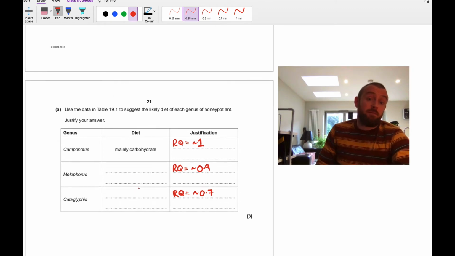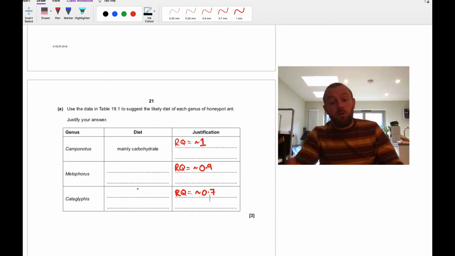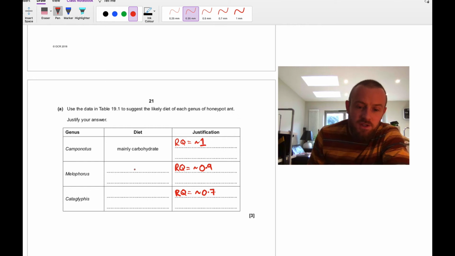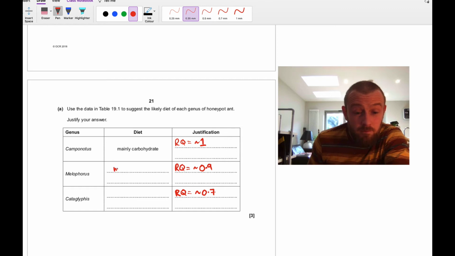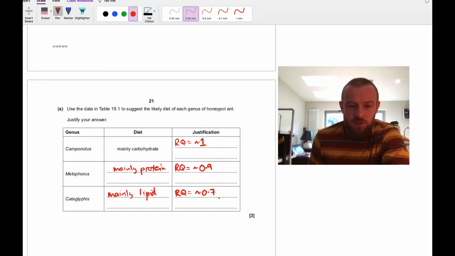Okay, so what do these mean? These are some values that you just need to know. For Melliphorus, you would expect that it is respiring protein, because the RQ is around about 0.9, and this is the typical RQ value for proteins. For Cataglyphis, you would expect mainly lipid, because the RQ value is around about 0.7.